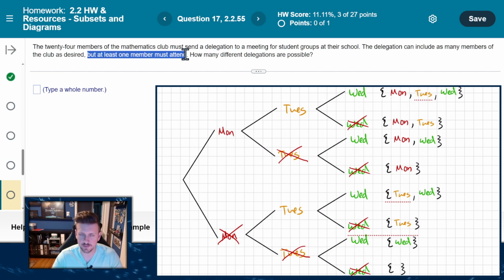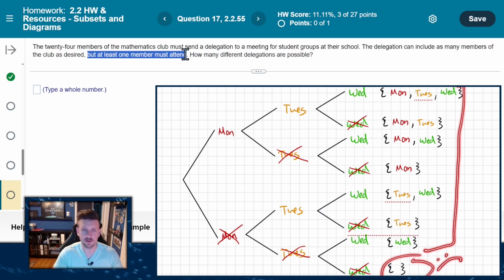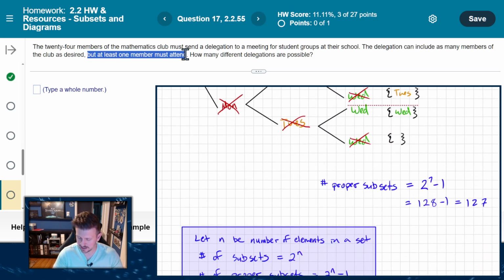Since at least one member must attend, if there were 3 members of the math club named Monday, Tuesday, Wednesday, just go with it, all 3 could attend, down to only just one attending, just Monday or just Tuesday or just Wednesday. The one situation that would upset the school is if no one from the math club went. Notice there's 7 of those possibilities. It's the same logic here. There's just one that didn't make it happy.